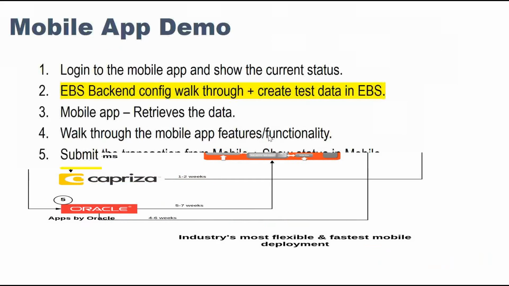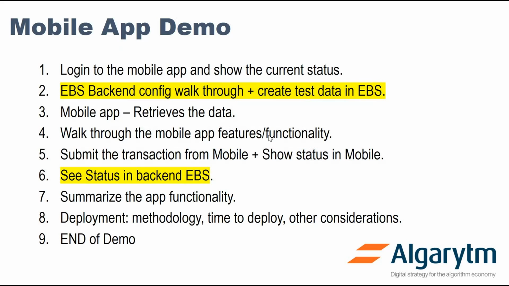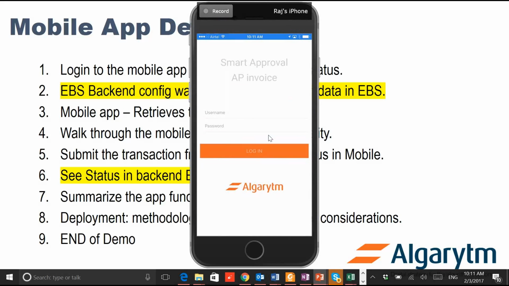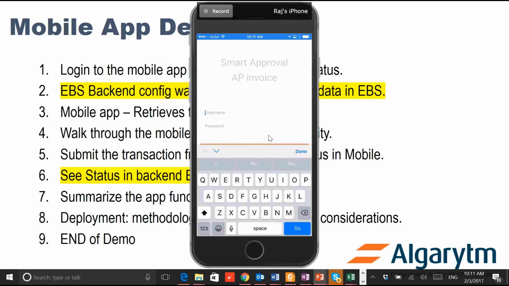All right, let me connect to my mobile app. I will right now connect my mobile app to the desktop. All right. So this is the Smart AP Invoice Approval app. I'm logging in with the user ID demo.